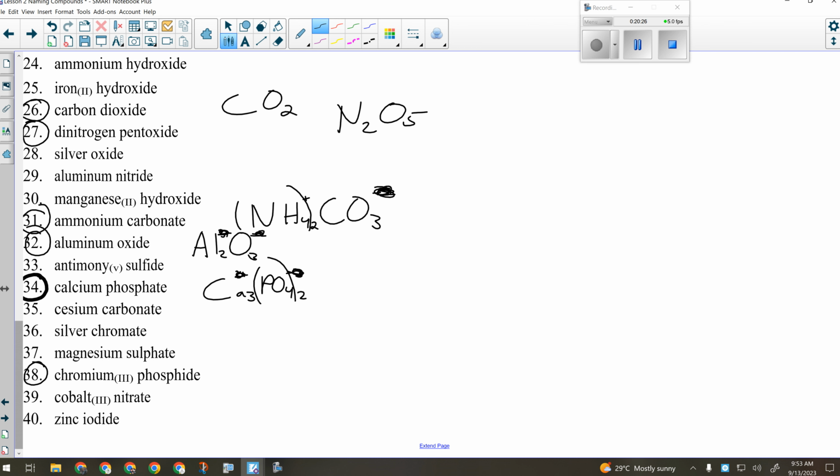And then lastly, chromium(III) phosphide. Chromium is Cr. The Roman numeral tells me this is the chromium that is 3+, and it is with phosphide, which is just P, and that is a 3-. Those already balance. CrP. Everybody all right with that?